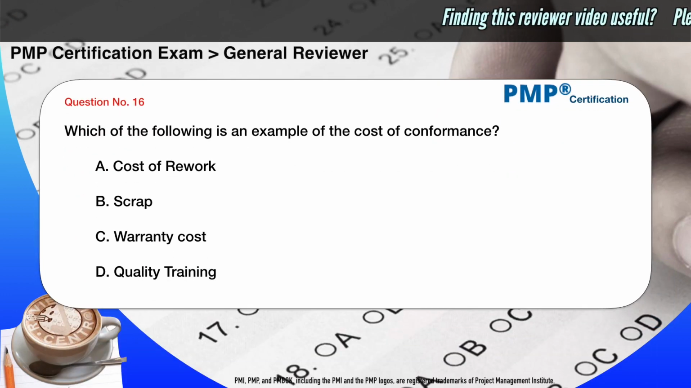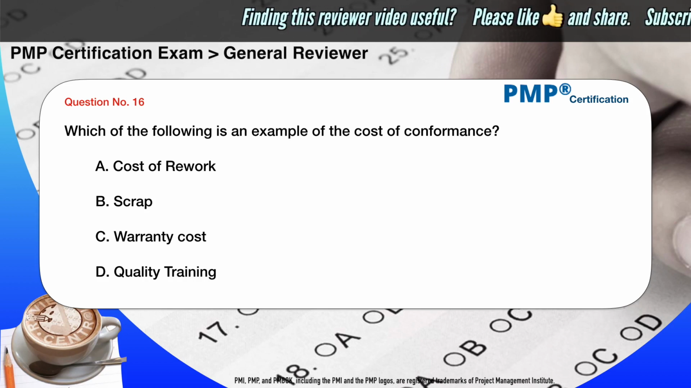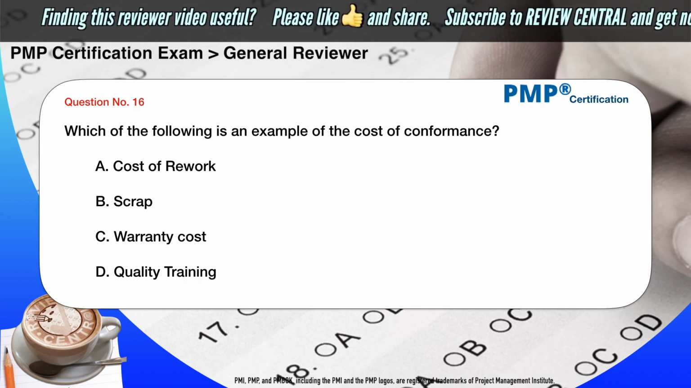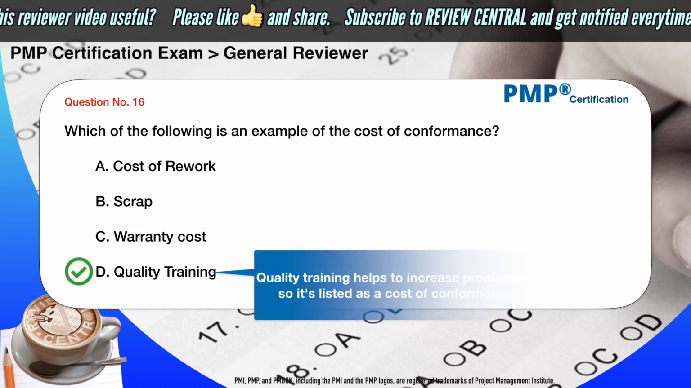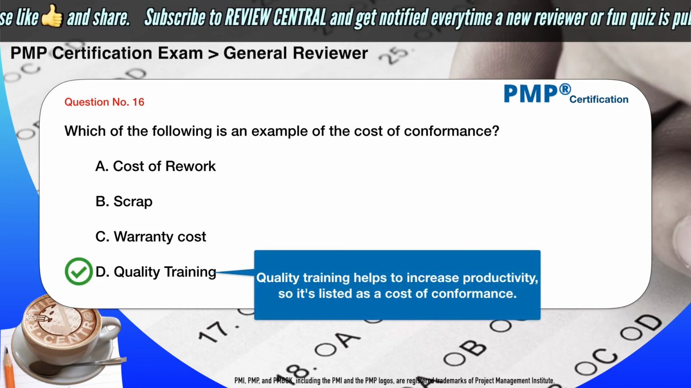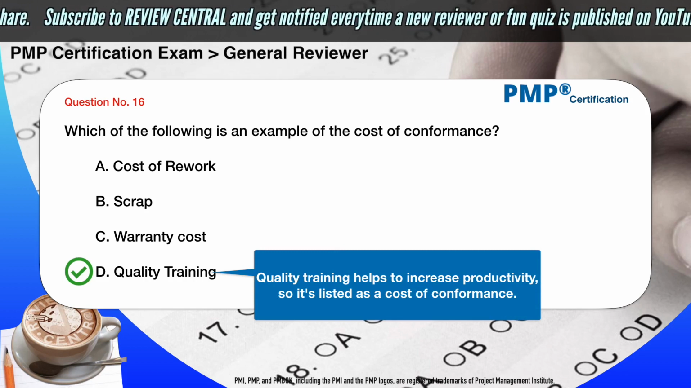Which of the following is an example of the cost of conformance? A. Cost of rework. B. Scrap. C. Warranty cost. D. Quality training. The correct answer is D. Quality training. Quality training helps to increase productivity, so it's listed as a cost of conformance.